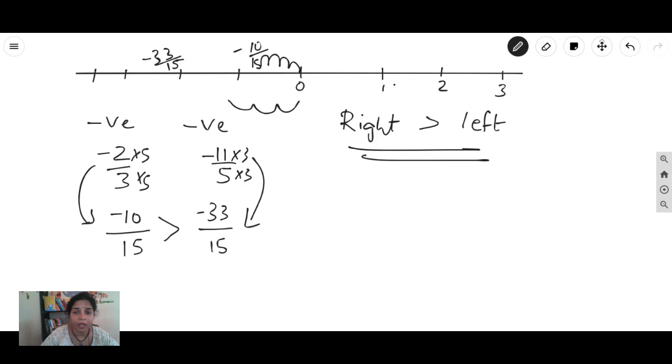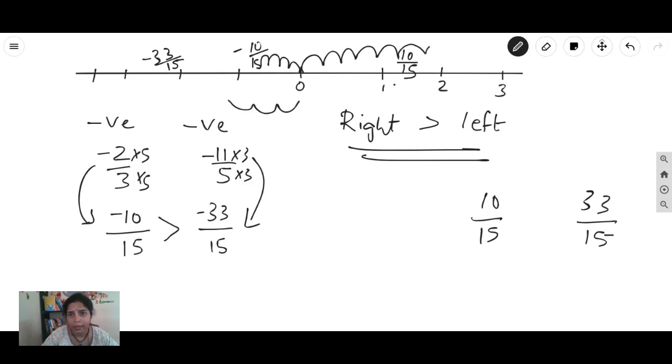If we are comparing a positive 10 over 15 and a 33 over 15, what will happen? You will start counting from the 0. So the 10 over 15 will come nearer to 0, and the 33 over 15 will come farther than the 0. Correct? Now, whichever is to the right, that will be greater. Correct? Because of that, 33 over 15 will be greater.